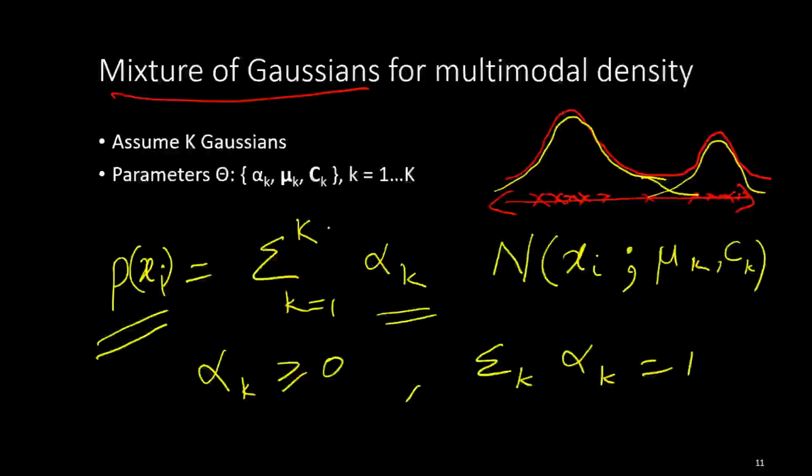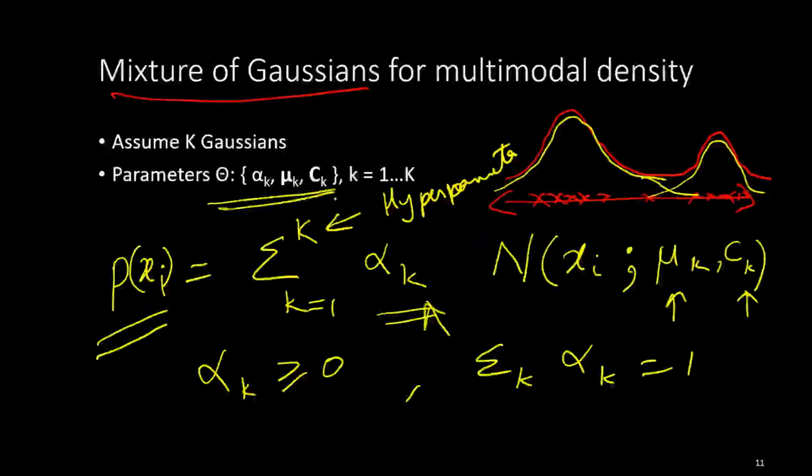So what is this k? This k is basically a hyperparameter, and the mu k, the Ck, and the alpha k are the parameters which we will call theta. Okay, so this is the underlying assumption.